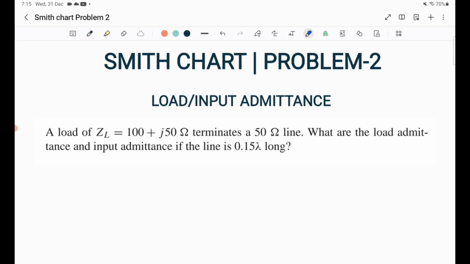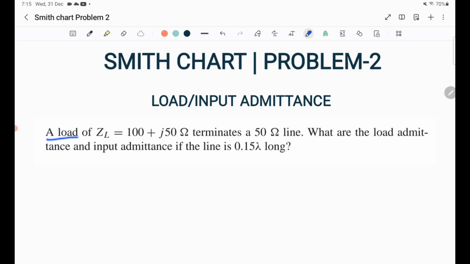Welcome to the lecture series on transmission line theory. We are dealing with Smith charts. This is problem number 2. In this problem we are going to find out how load and input admittance can be found with the help of the Smith chart. The problem says a load of ZL equals 100 plus j50 ohm terminates a 50 ohm line. What are the load admittance and input admittance if the line is 0.15 lambda long?